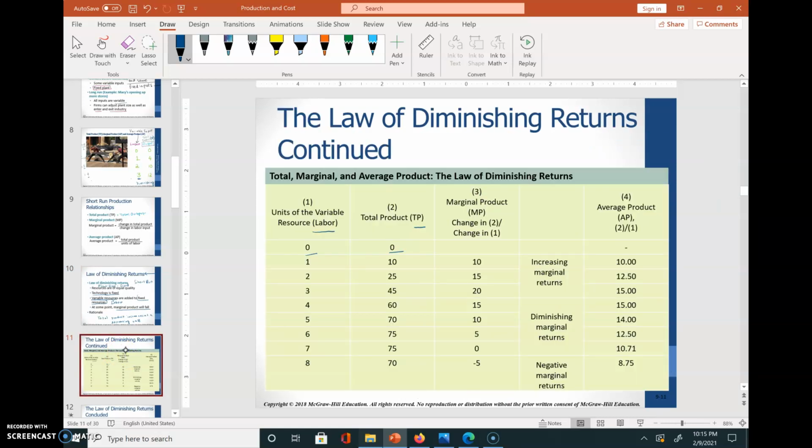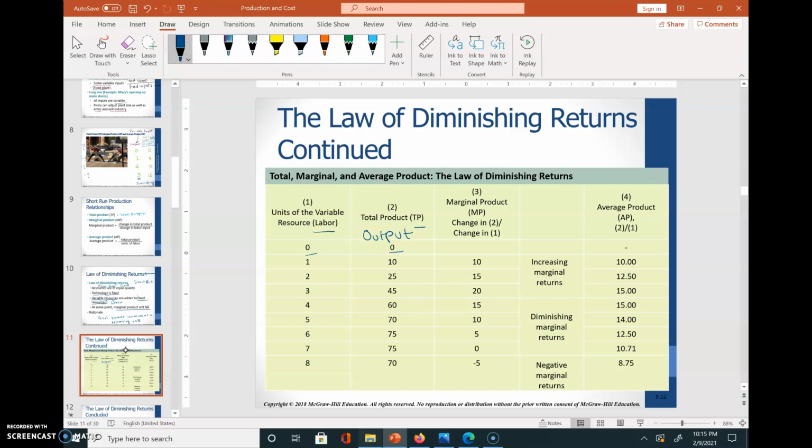Now extending our example here, take a look at this table. The first column we have the number of labor hired, which goes up from 0, 1 to 8. Then second column we have the total product or output. Third column we have marginal product, and column 4 we have average product. So the calculation is pretty much straightforward.